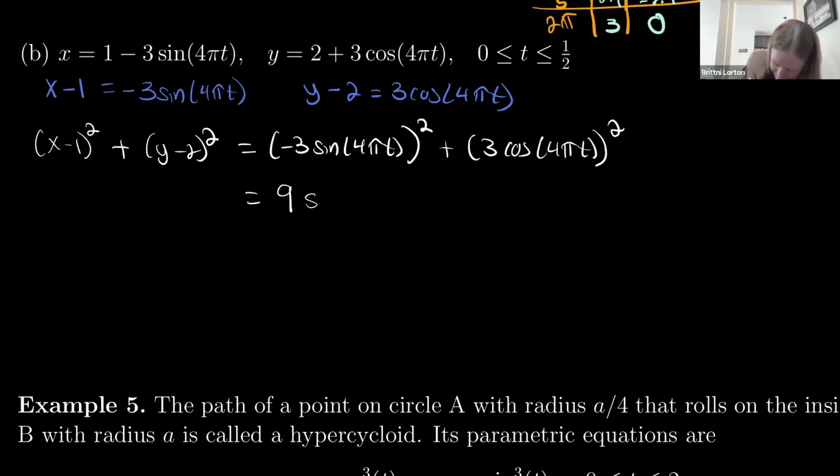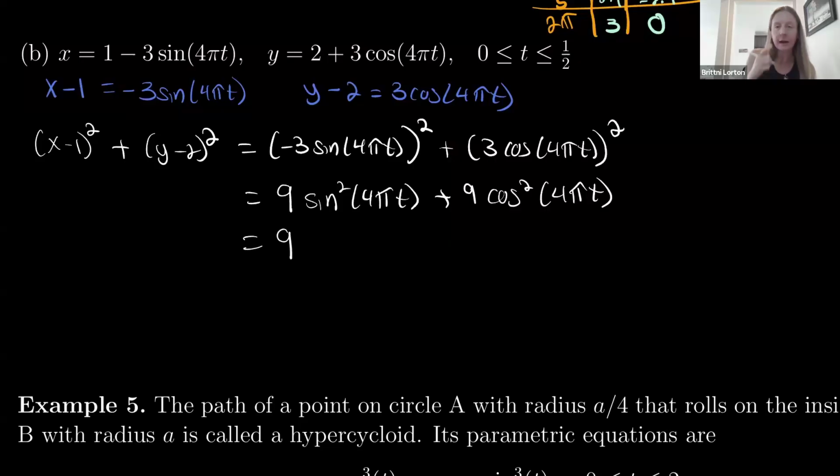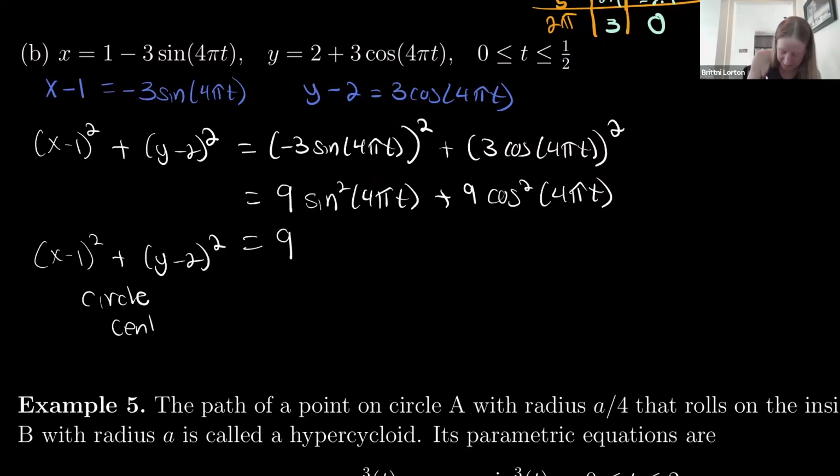Now I can get a 9 sine squared of 4 pi t plus a 9 cosine squared of 4 pi t. Factor out the 9, and I would be left over with sine squared plus cosine squared, which is just 1. So then I ended up with (x minus 1) squared plus (y minus 2) squared equals 9. This is a circle, and this circle has a center. It's shifted now to (1, 2), and this has a radius of 3, or the square root of 9.